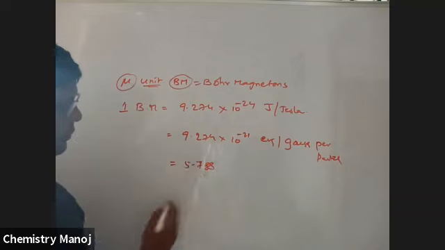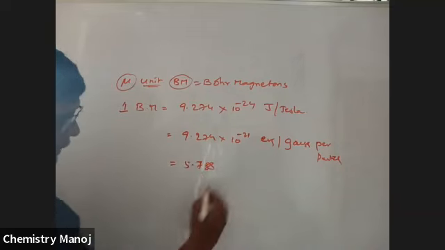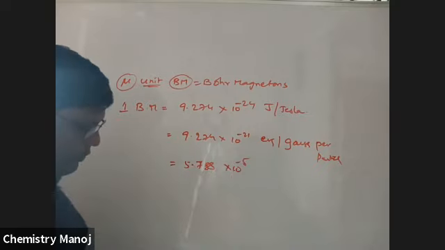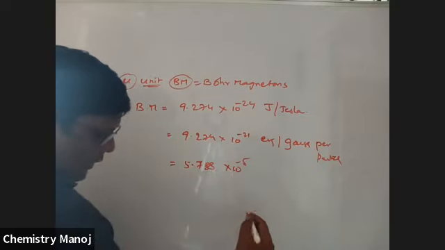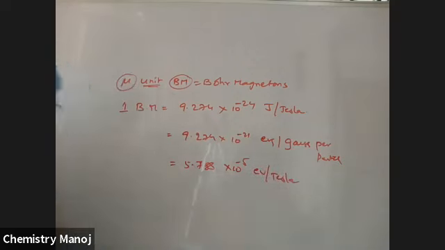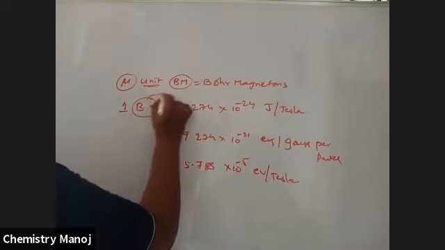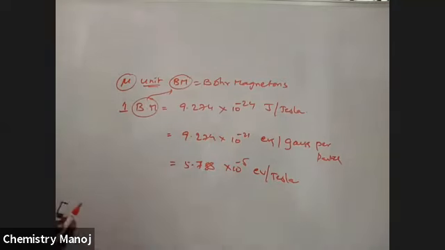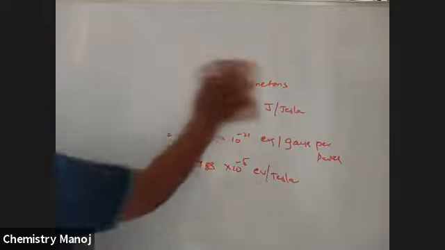Which is equal to 5.788 into 10 power minus 5 electron volt per Tesla. These are the different units. But in our calculations, we only use Bohr magneton. So no need to remember these values. It is just for theoretical knowledge, that is class part only. So no need to use them in your calculations.